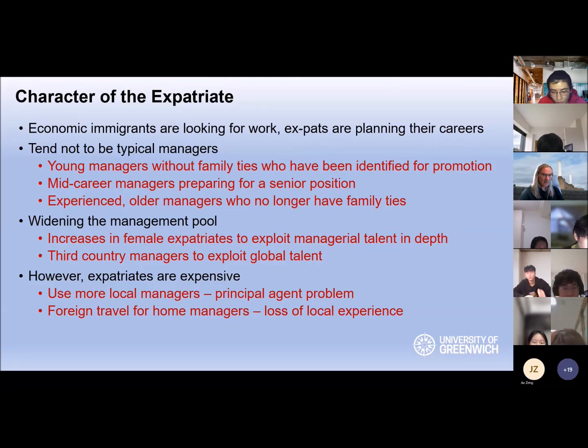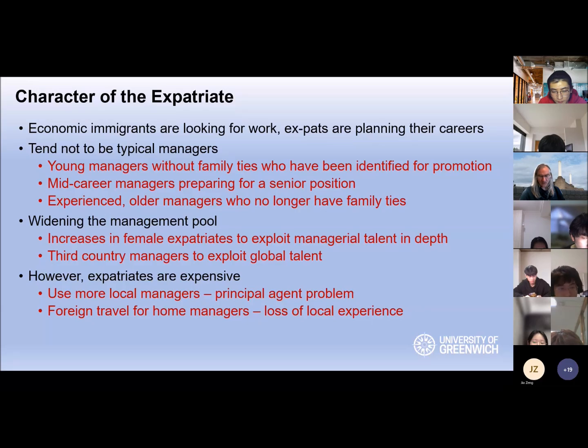But local managers may not be working for you, they may be working for themselves. That's the principal agent problem. You're the principal, you own the company. The local manager is your agent doing your work for you, but they may have different ideas on how the company should be run in that location.